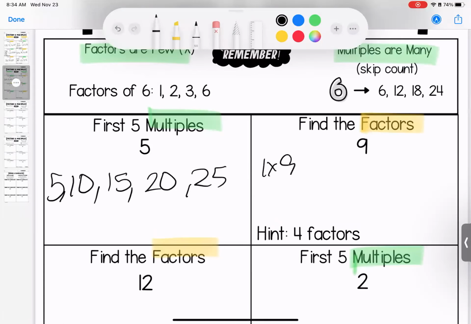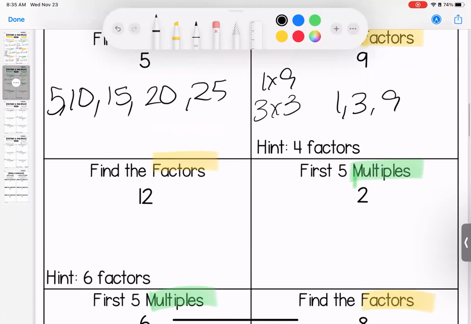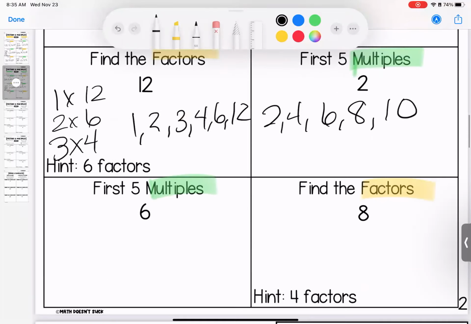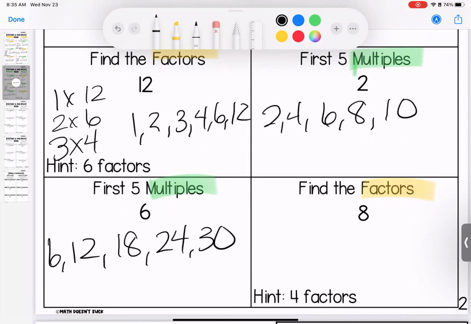Factors of 9 are 1 times 9 and 3 times 3. Factors of 12, 1 times 12, 2 times 6, 3 times 4. 1, 2, 3, 4, 6, and 12. First 5 multiples of 2, 2, 4, 6, 8, and 10. First 5 multiples of 6, 6, 12, 18, 24, and 30. And the factors of 8 are 1 times 8 and 2 times 4. If you have any questions, please bring them with you to class.